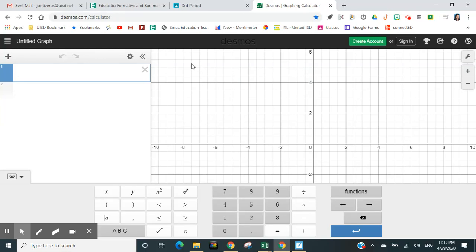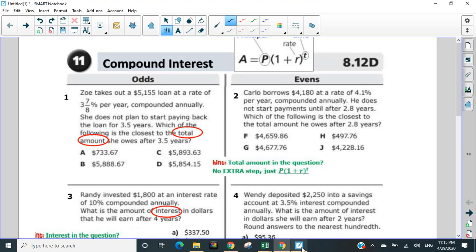Guys, today we're going to go over compound interest, and this is the decimals calculator you're going to be using. So let's take a look at the handout. Notice that the formula is very different from the previous video.